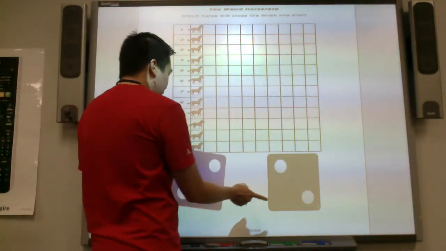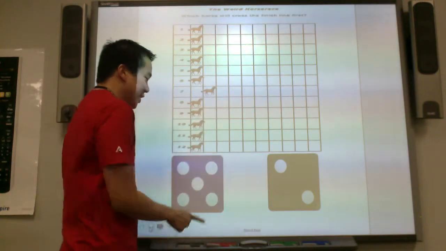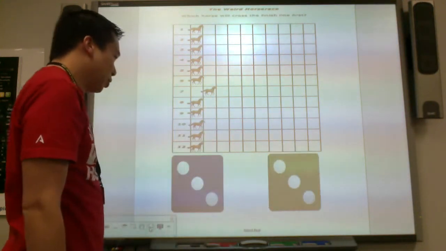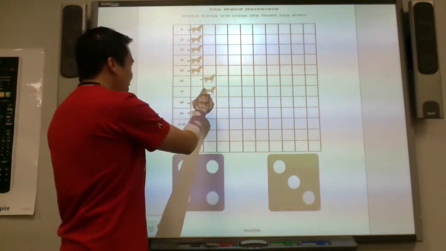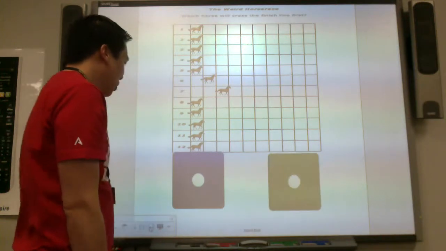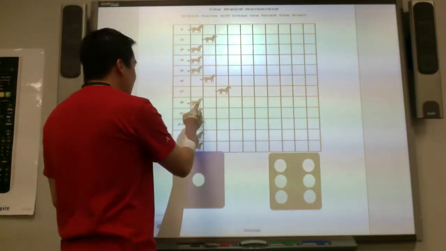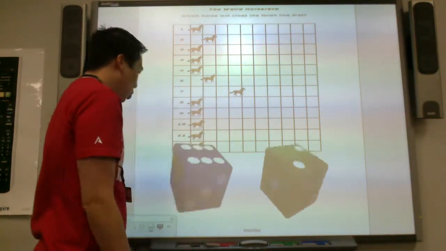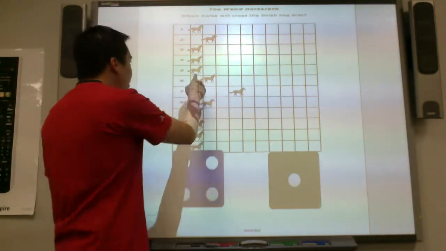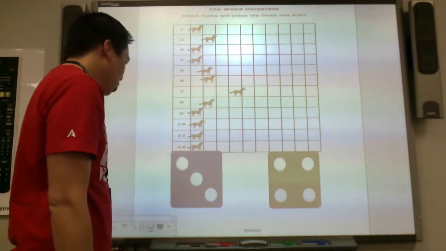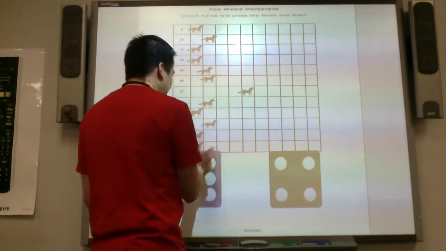So let's try it. I roll. I got 5 and 2, which is 7. 7 is in the lead. I rolled 3 and 3, 6. I roll 4 and 3, 7's in the lead. I roll 1 and 1, which is 2. I roll 1 and 6, 7. I roll 5 and 3, 8. I roll 4 and 1, 5. I roll 3 and 4, 7. I roll 6 and 4, 10.